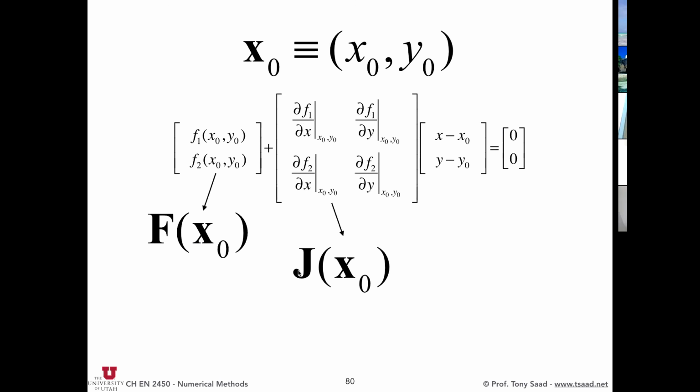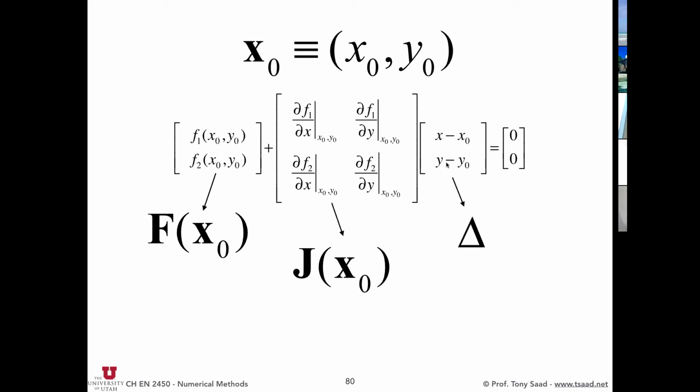Now the Jacobian is general. So if you had 3 equations and 3 unknowns, the first row will contain the first derivatives of the first function with respect to all unknowns, second row derivative of the second function with respect to all unknowns, and so on and so forth.